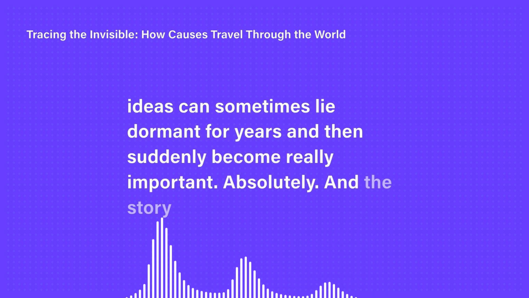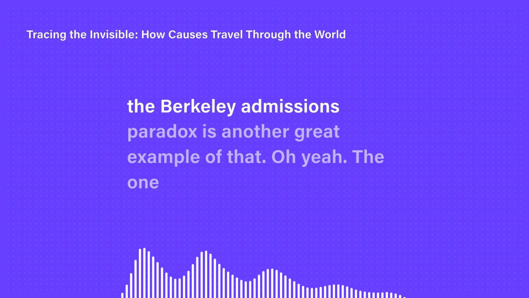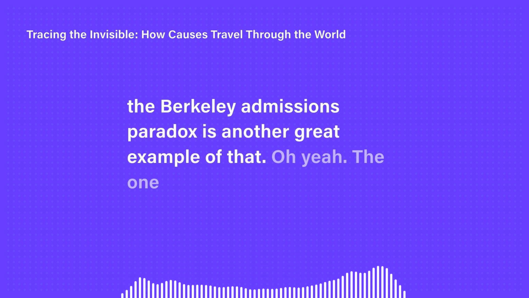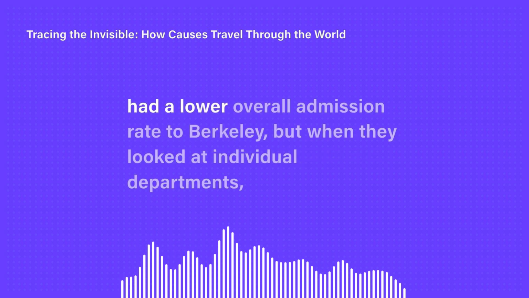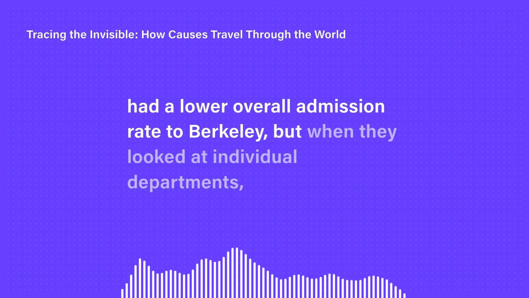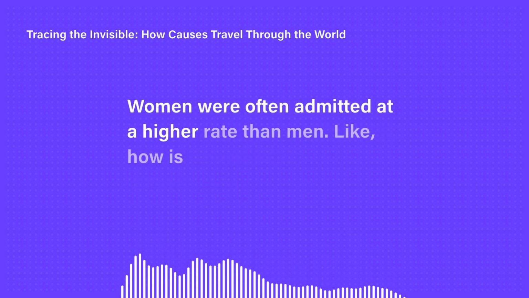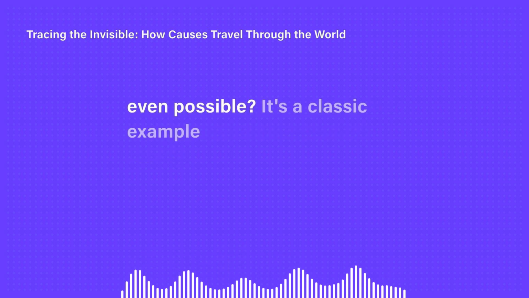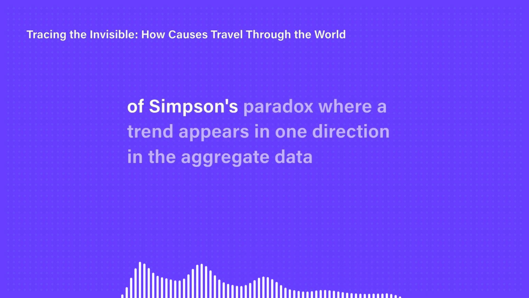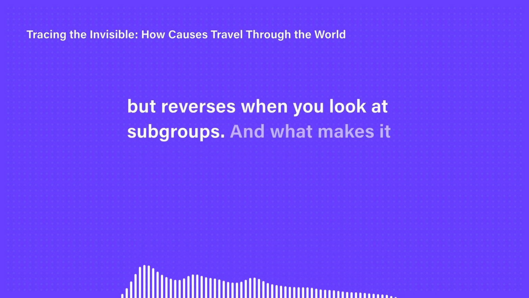Absolutely. And the story of the Berkeley admissions paradox is another great example of that. Oh yeah, the one where women had a lower overall admission rate to Berkeley, but when they looked at individual departments, women were often admitted at a higher rate than men. Yeah. Like, how is that even possible? It's a classic example of Simpson's paradox, where a trend appears in one direction in the aggregate data, but reverses when you look at subgroups.